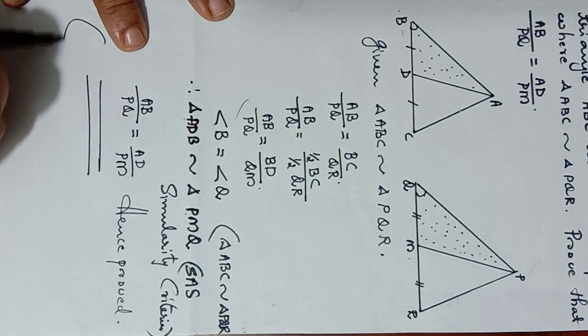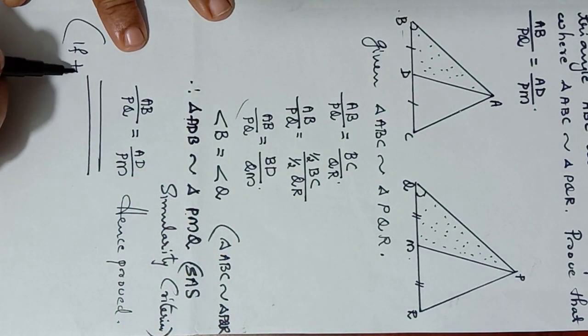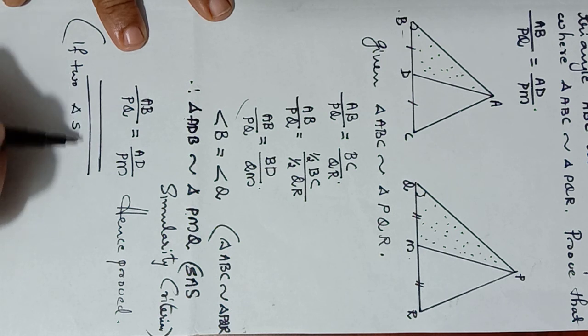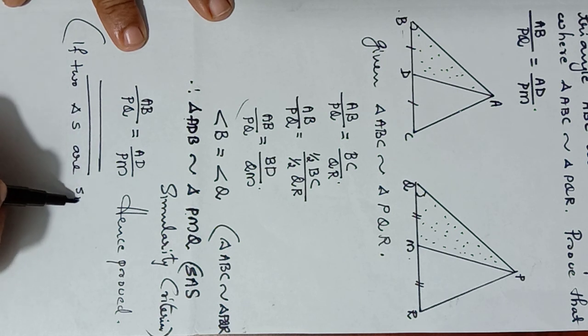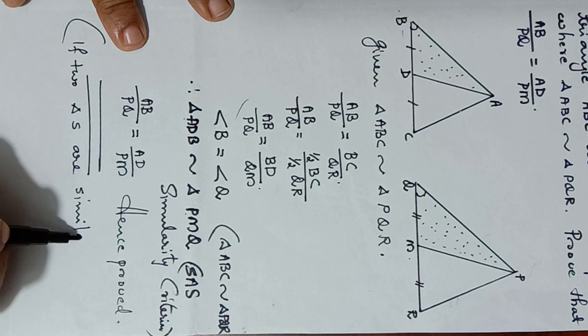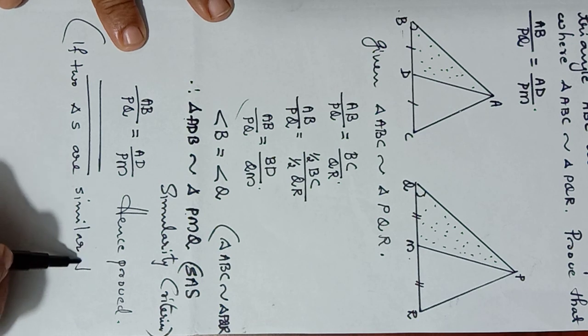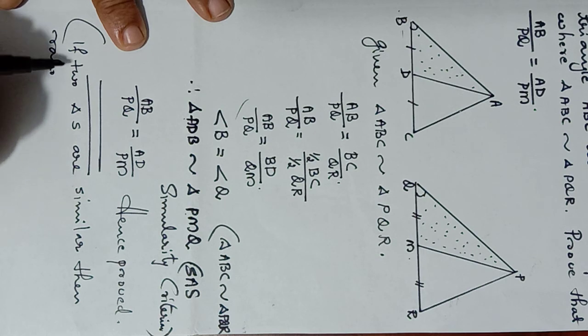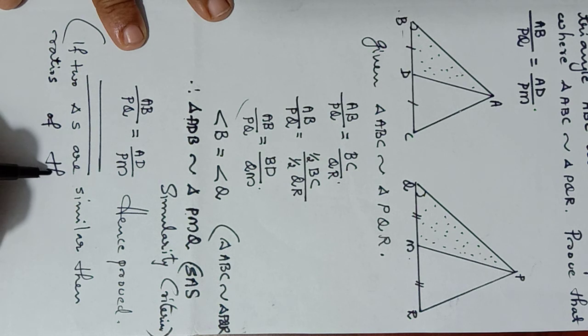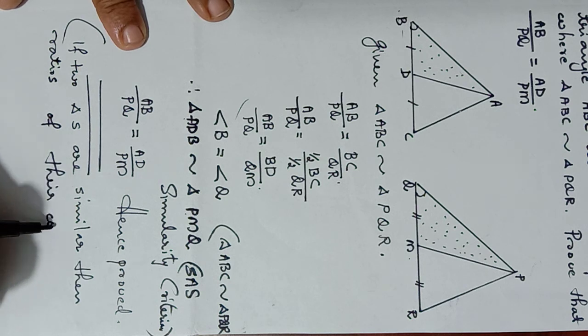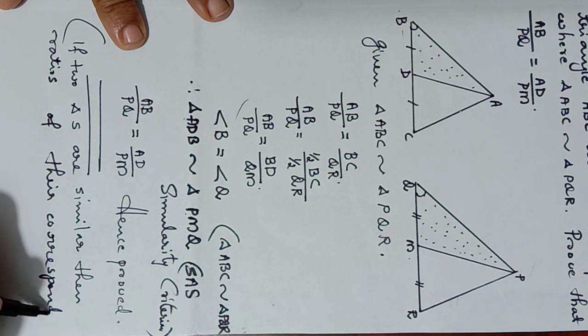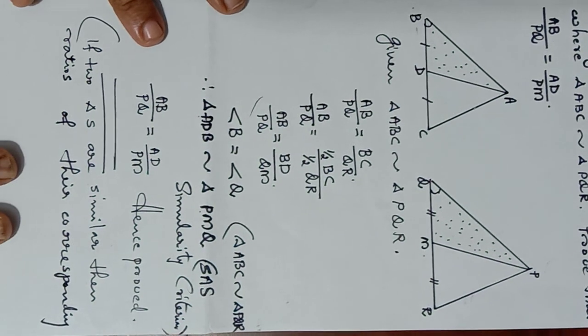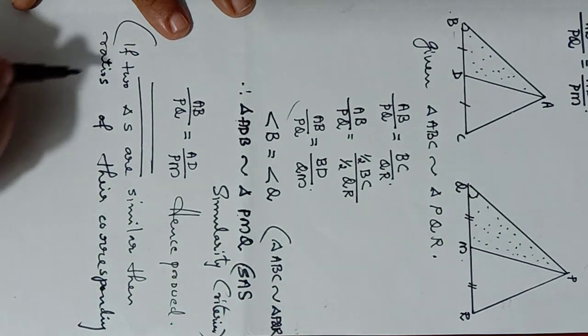So here we are writing it as, if two triangles are similar, then ratios of their corresponding sides are equal.